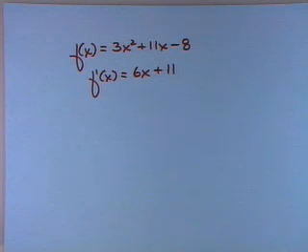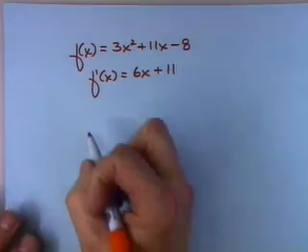Without going through the long-winded definition of derivative process, if we start with the function 3x squared plus 11x minus 8, the derivative is 6x plus 11. That's a fact. If you don't trust me, go after this class and develop it using the definition of derivative. But that is true.